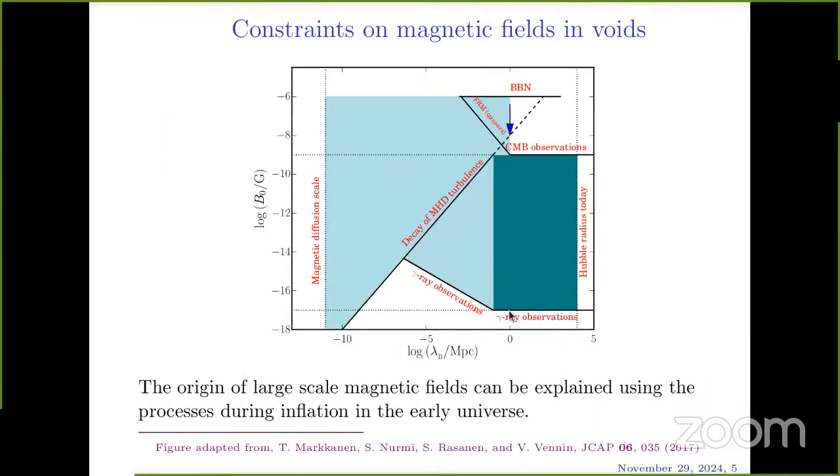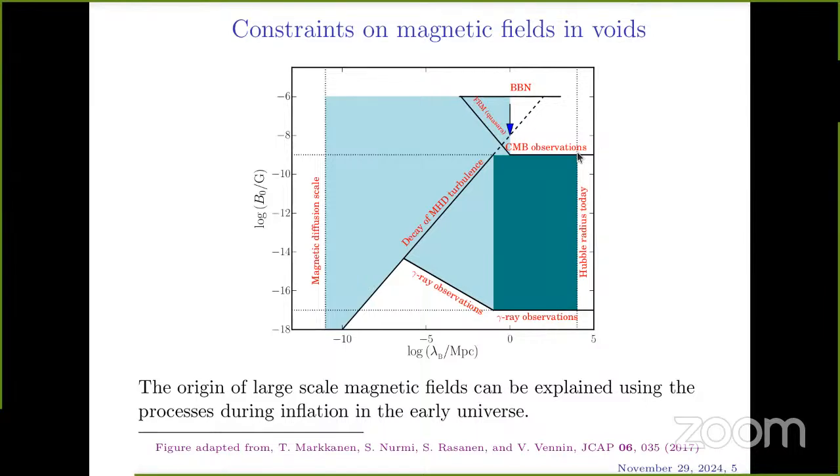This is a summary plot of the theoretical and observational constraints on the magnetic fields present in the voids. In my work, I was particularly interested in these large-scale magnetic fields, which are presented in the steel region, which ranges from a lower bound of 10 power minus 17 Gauss, which is obtained from the observations of these high-energy TeV gamma ray blazars.